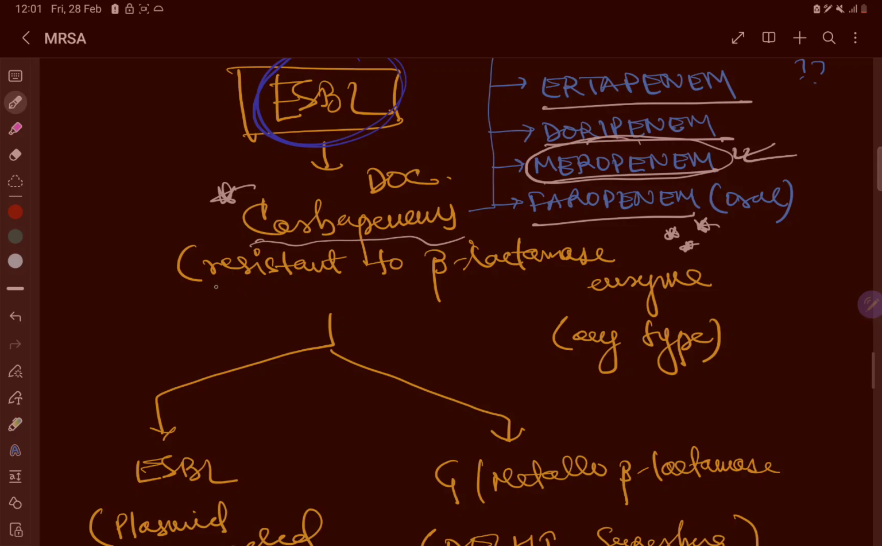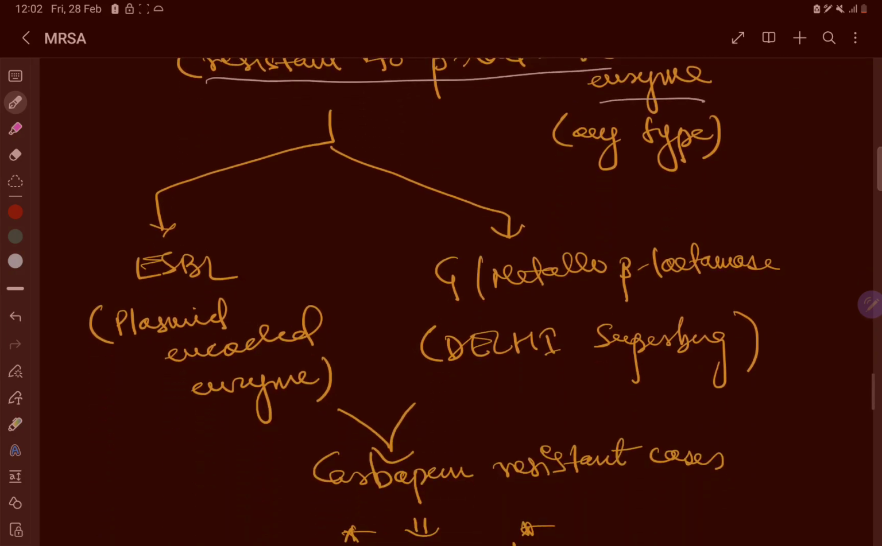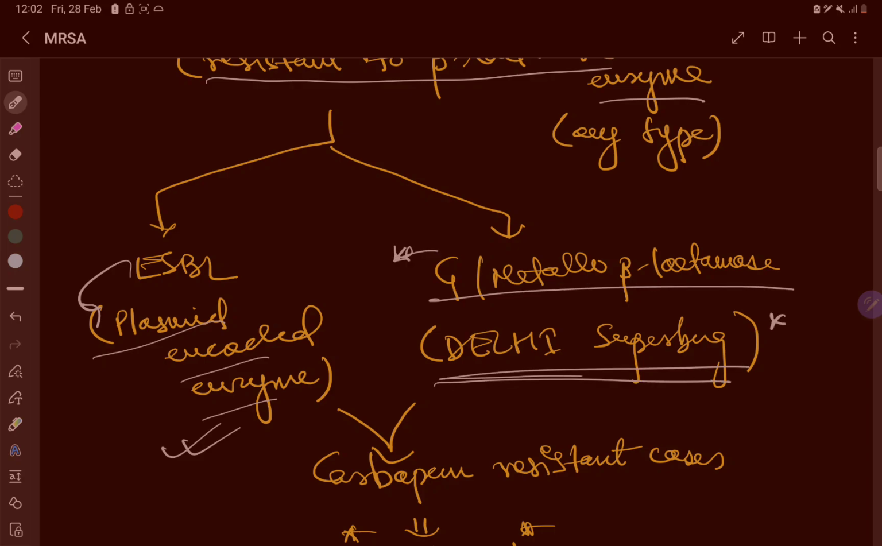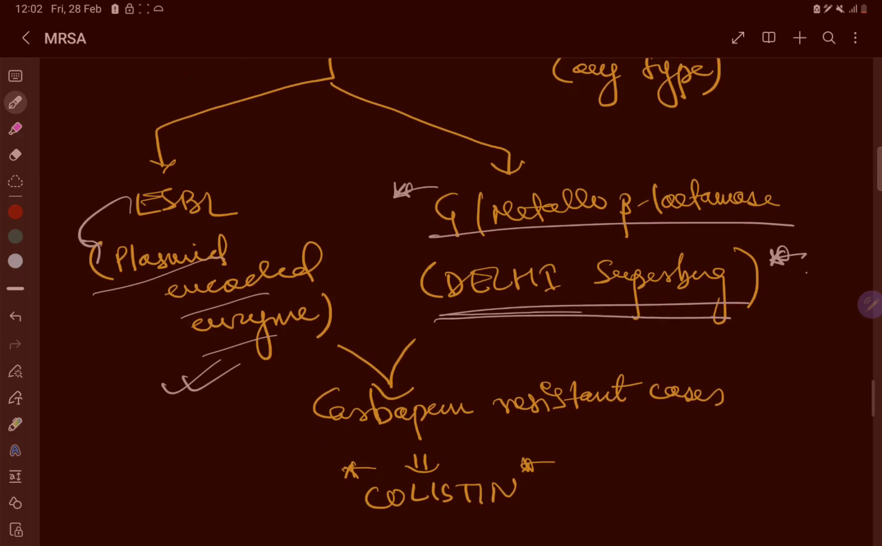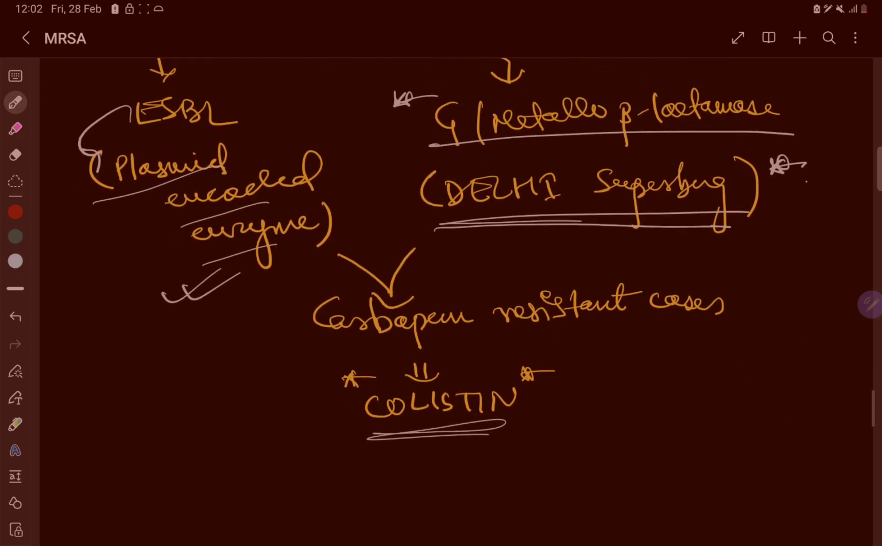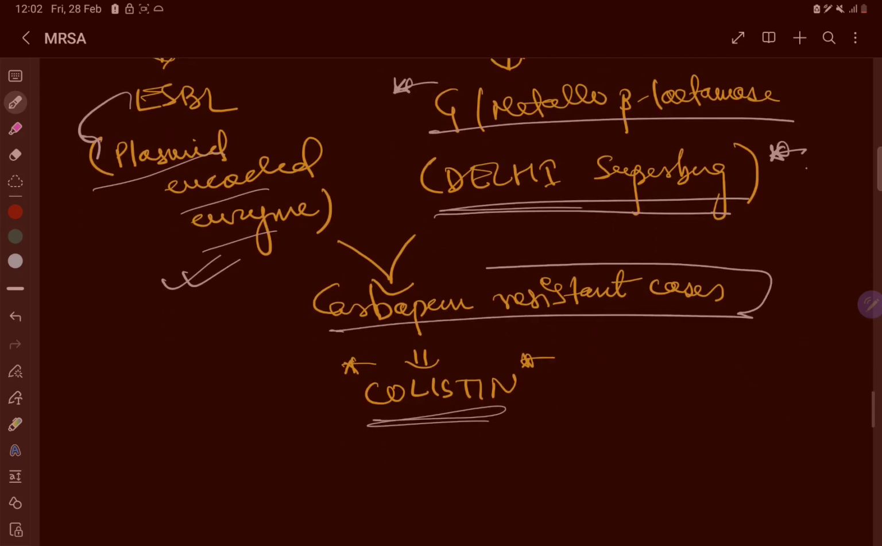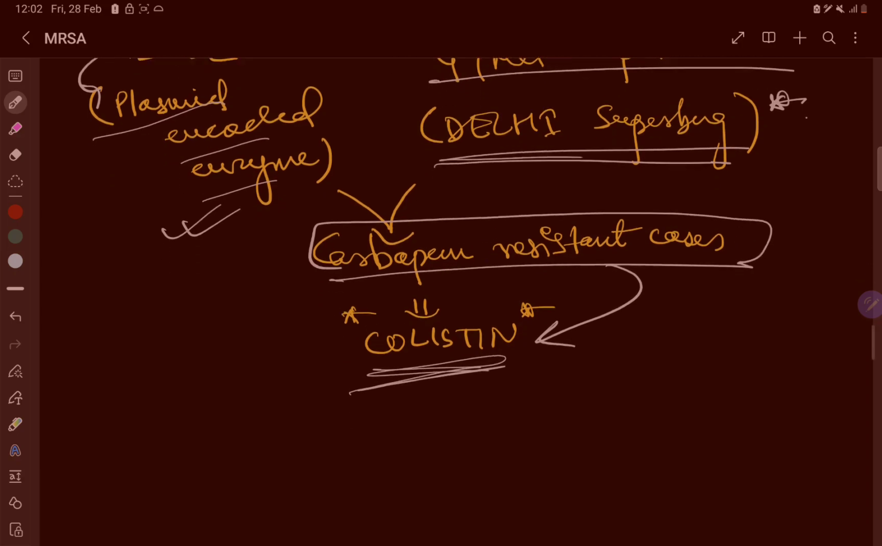Now these carbapenems are resistant to any beta lactamase enzyme of any type, okay. Now ESBL basically is a plasmid coded enzyme, this you have to understand. And the NDM-1 metallo beta lactamase, this is the Delhi superbug, once asked in a very prestigious institute. Now this Delhi superbug is actually treated by colistin, in carbapenem resistant cases. All the carbapenem resistant cases are treated with colistin, okay.